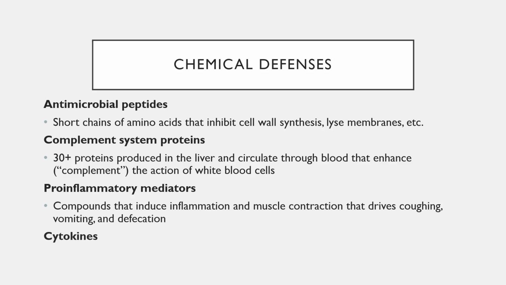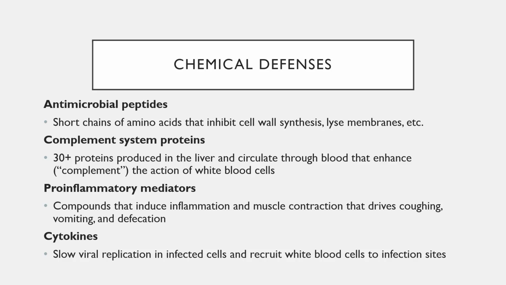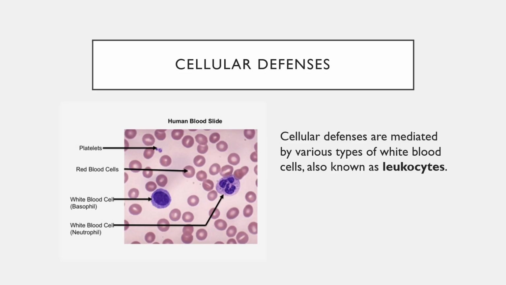Cytokines are the final category, and these are essentially signaling molecules. They send messages between cells, and one of those important messages is that they can send messages to cells that have been infected by viruses in order to slow down the viral replication. And they also play a role in recruiting white blood cells to infection sites where they can go on to destroy the invading microbes. So this brings us to our final category of innate defenses, which are the cellular defenses.